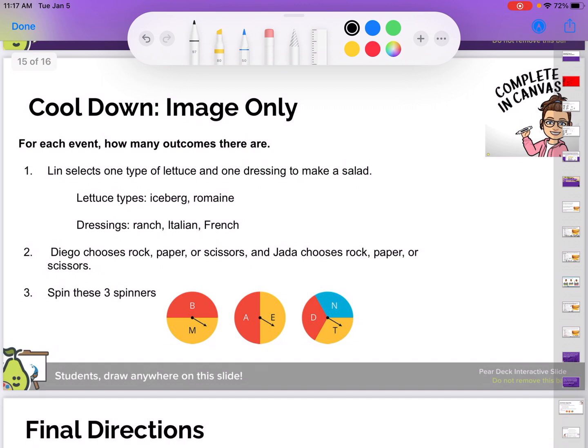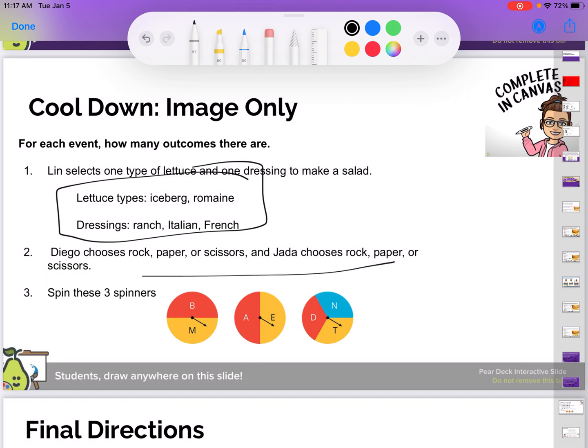All right, so your cool down. It says Lynn selects 1 type of lettuce, 1 dressing, to make a salad. So this is your options. So how many outcomes are there? Diego chooses rock, paper, scissors, and Jada chooses rock, paper, or scissors. How many outcomes are there? Spin these 3 spinners. How many outcomes are there? Okay, so think about your options. You could draw it out or you can use your multiplication, whatever strategy works for you.